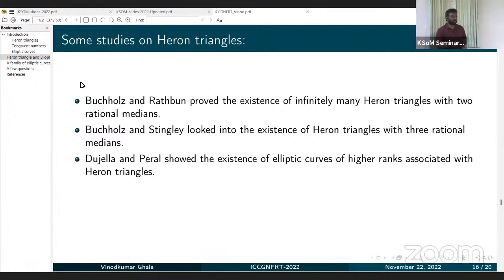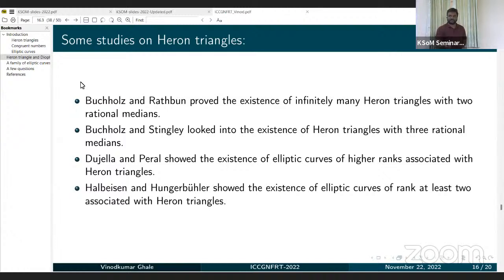And Ghale, who I think is one of the speakers tomorrow, also worked on these triangles. He found rank 9 and 10 bounds on these Heron triangles. And then Elizabeth also showed some existence of curves of rank at least 2.